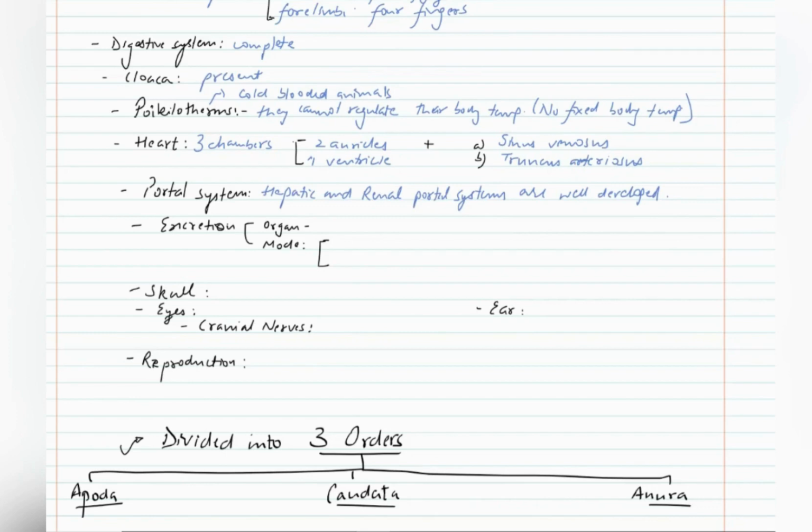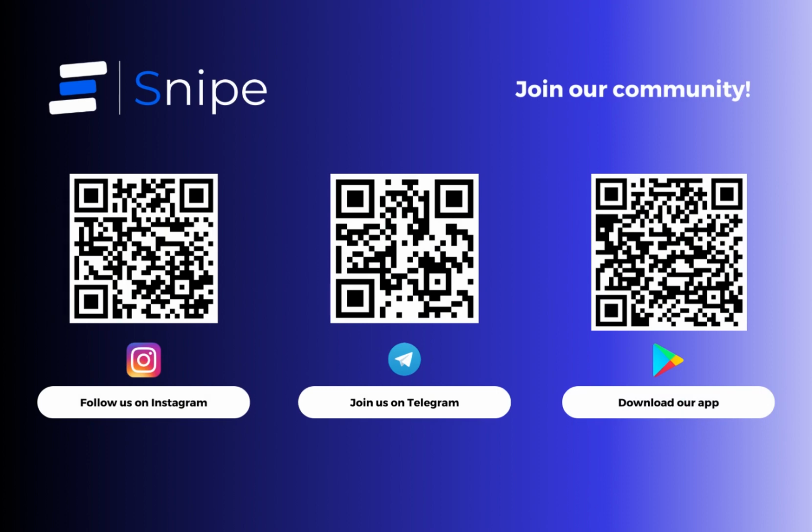Excretory system, excretion is through kidneys. Now the kidneys are mesonephric. Mode of excretion is mainly ureotelic, but larvae are ammonotelic. Adults are usually ureotelic, that is, they excrete out urea, and larvae are ammonotelic, that is, they excrete out ammonia gas dissolved in water.